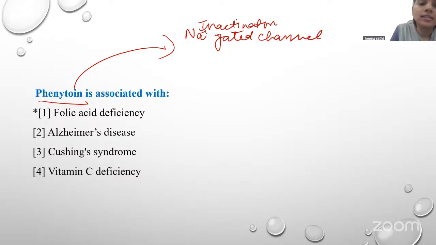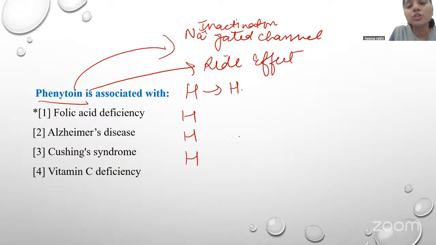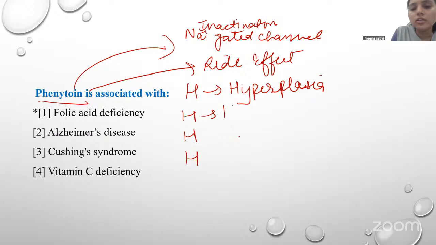Okay. Second, the most important question about the phenytoin is the side effects of the phenytoin. We can remember the side effects of the phenytoin by HHH. What is it? First H, which is produced by the phenytoin, is the hyperplasia of gums. Hyperplasia, hypertrophy of the gums can be seen with this. Second, it produces hirsutism. Hirsutism is formation of hair at the ear pinna region, especially in the males.